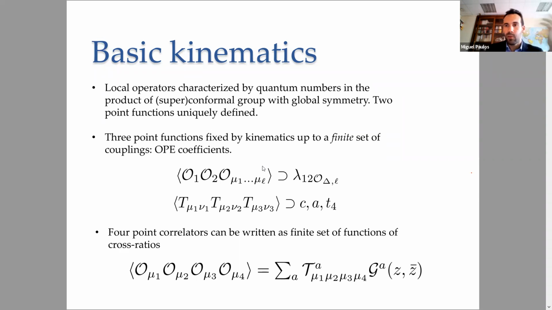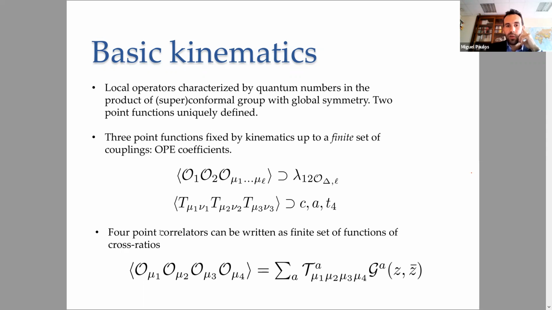So if you look at 2-point functions, then these are just uniquely fixed once and for all by conformal symmetry. 3-point functions are a bit more interesting. In this case, they are fixed only up to a finite set of couplings, which I call OPE coefficients. So for instance, if you take 2 scalars and a spinning field, there's one coefficient, but in general, once your operators have spin, so for instance, if you have three stress tensors, in this case there are three independent OPE couplings. And in general, when you have more spins, there will be more numbers. But it's always a finite number.